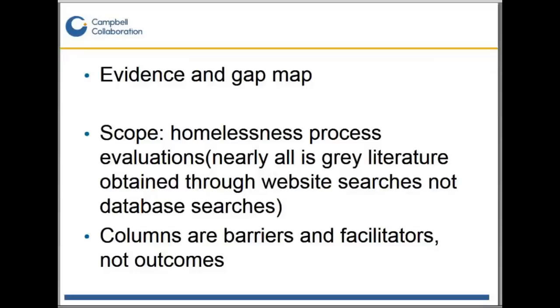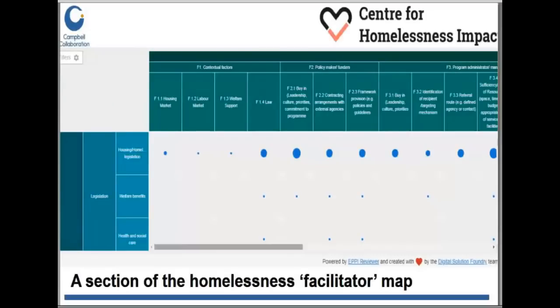In this case, nearly all the literature in the map, and there are 220 odd process evaluations, I think it is, and I would say nearly 200 of those came from the website. In the map itself, the columns are no longer outcomes. The columns are barriers and facilitators.